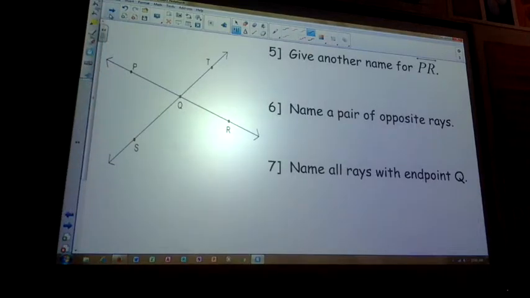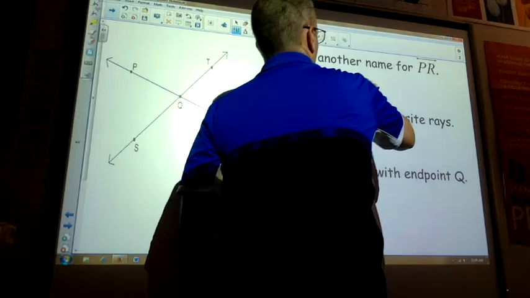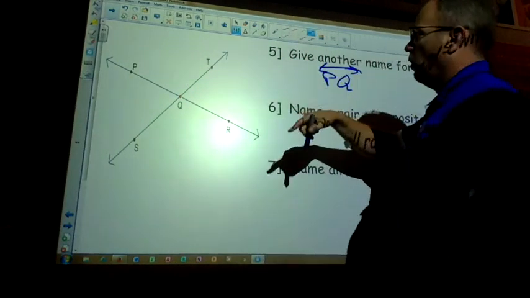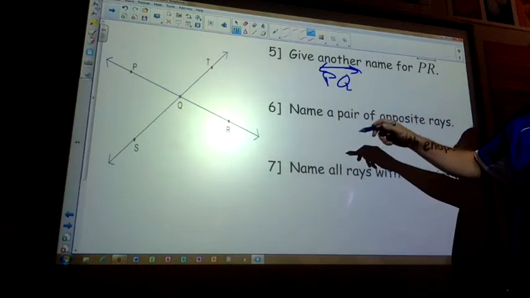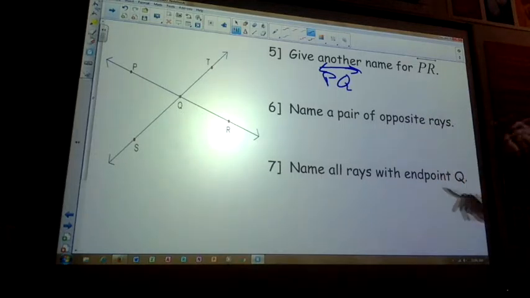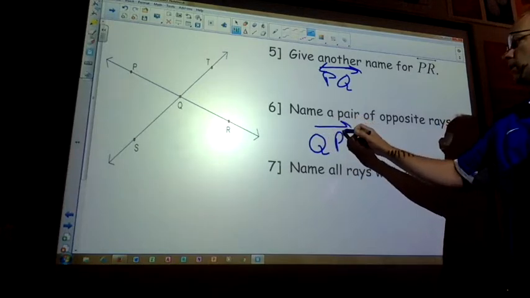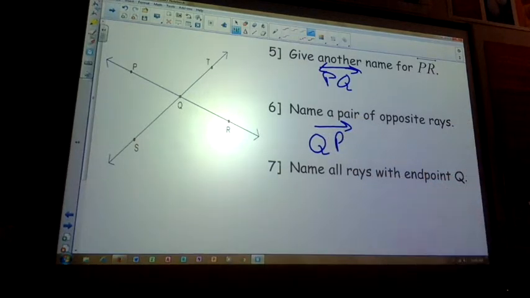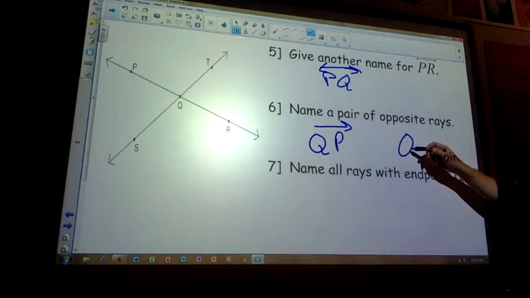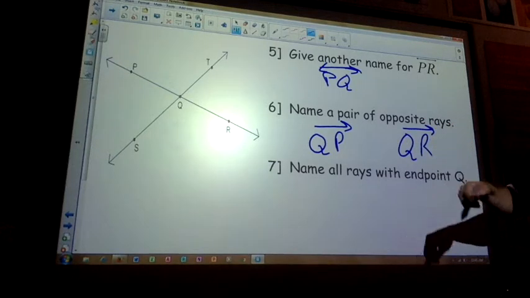Give another name for line PR. Another name for PR. PQ. Okay, or anything else? Another name. Name a pair of opposite rays. I think QP. What's the opposite ray to that? QR. Those are opposite rays. They have the same endpoint.